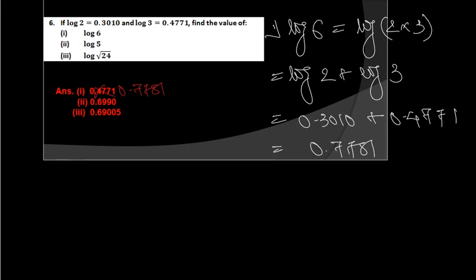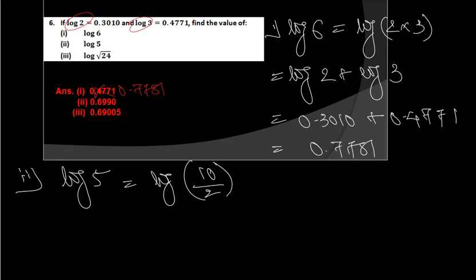Okay, the second question, you have to find the answer of log 5. Now you must be wondering, they have given the value of log 2 over here and log 3 over here. How are they asking us to find log 5? Are they crazy or what? They're not. I'll tell you how to find. Log 5. Can I write log 5 as log of 10 by 2? Yes, I can, to the base 10. How can I write log of 10 by 2 to the base 10? I can write it as log of 10 to the base 10 minus log of 2 to the base 10.